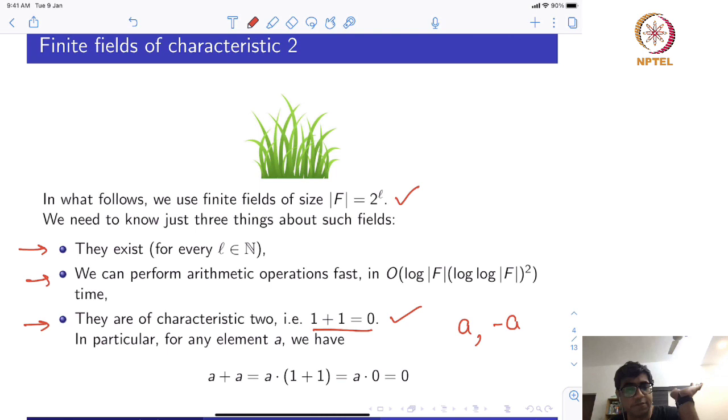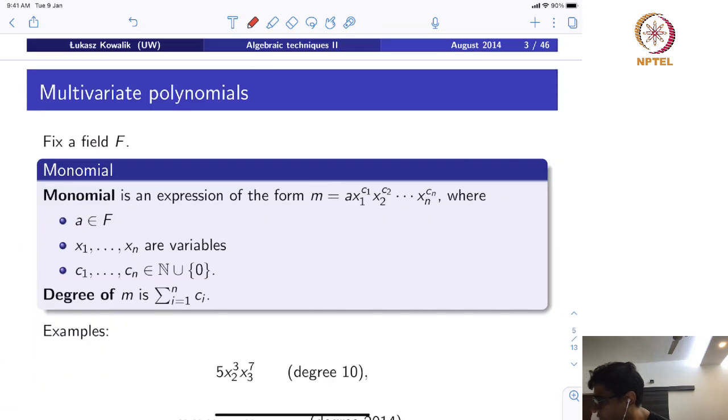So these are the few things that you need to know. A finite field of size 2 to the power L exists for every L in natural numbers. We can perform arithmetic fast, and if I take any element and add it to itself, then that will cancel out, or become 0. So this is all that we need to know about finite fields of characteristic 2.